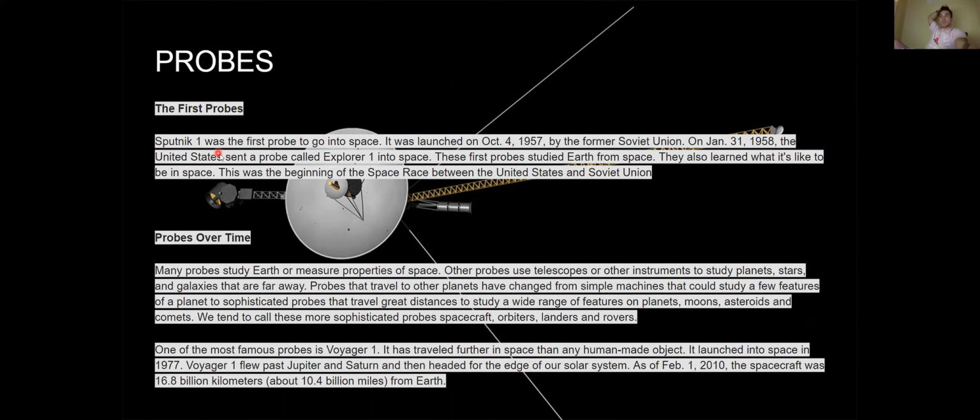The first probe was Sputnik 1. That was from the Soviet Union. Like I said, that launched the space race. Let's see. The most famous probe is probably Voyager 1. It's the one that travels further in space than any other human-made object. Let's see. February 10th, 2010, it flew past Jupiter and Saturn. I think it's past Pluto now. I think it's way out there. It's really far now.